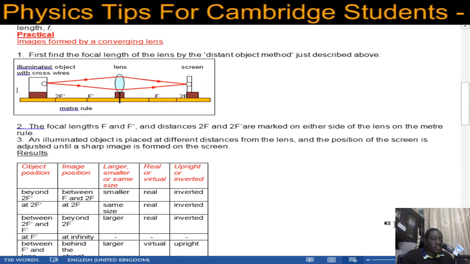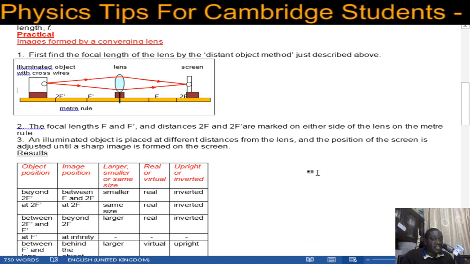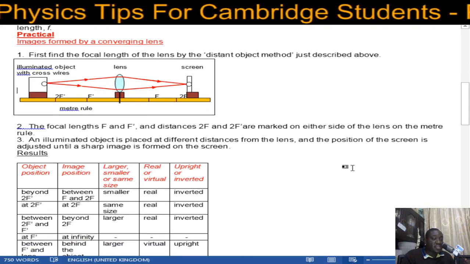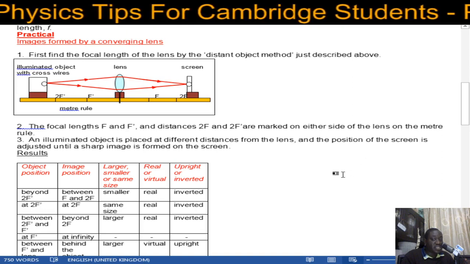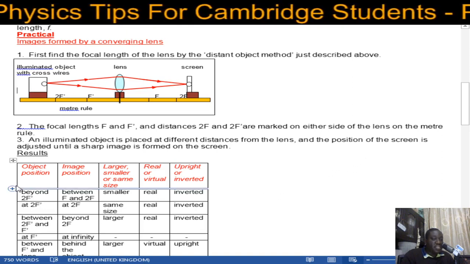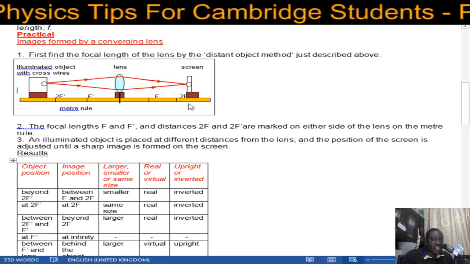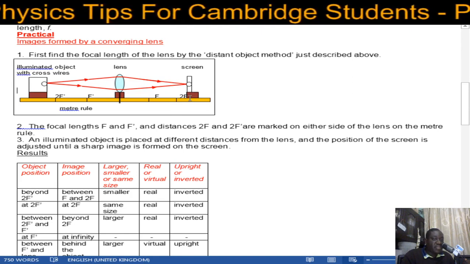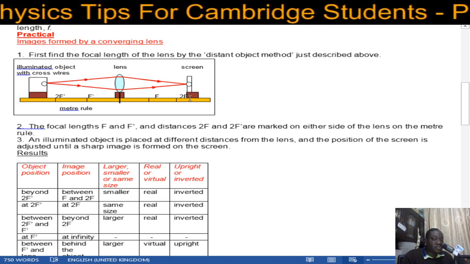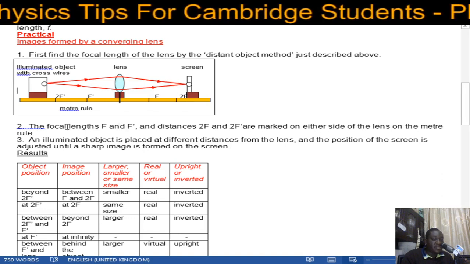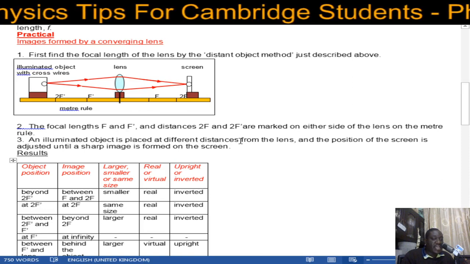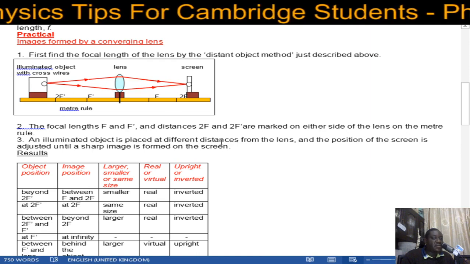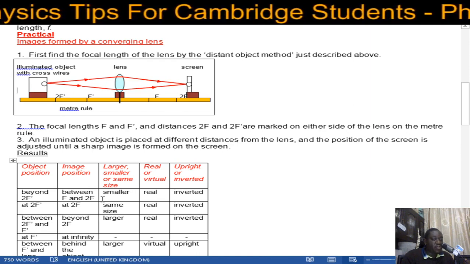Now, the illuminated object is placed at different distances from the lens, and the position of the screen is adjusted until a sharp image is formed on the screen. So if your object has been placed beyond 2f, 2f is here, and beyond 2f will be there, the type of image that you're going to form is going to be real. By real, we mean that light rays actually reach the image, and it's going to be inverted, and it's going to be smaller than the object.